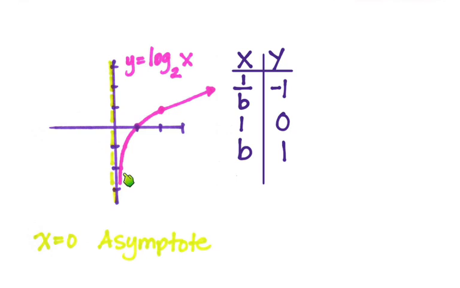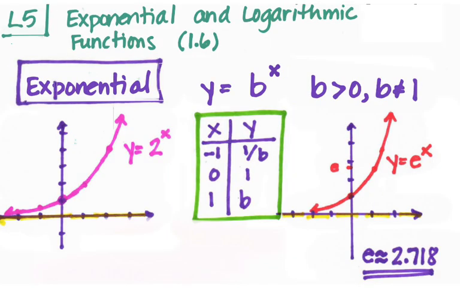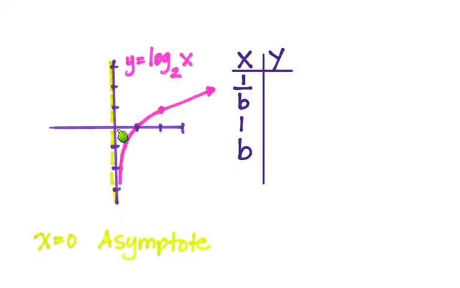What's important to note here is we have an asymptote, and that is the line x equals 0. When we look back at the exponential graph here, well, we didn't discuss it, but there is an asymptote here, which is the line y equals 0. And if the asymptote for exponential is y equals 0, well, then the asymptote for logarithm is x equals 0, because they're inverses of each other.